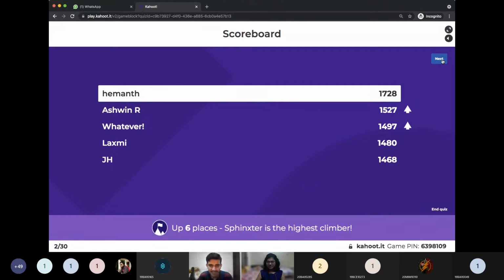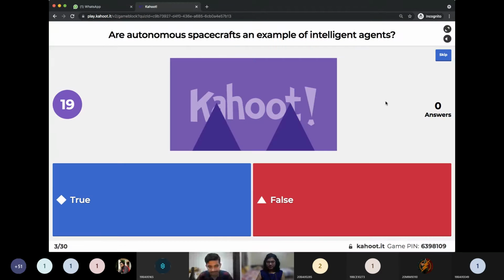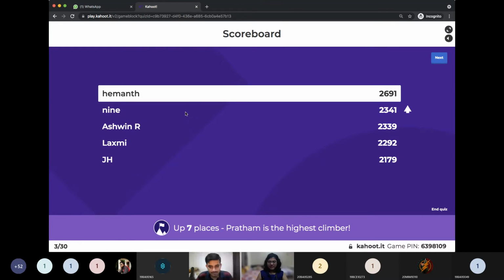Okay, next question. Now this is a true or false question. Are autonomous spacecrafts an example of intelligent agents? Is it true or false? Answer it carefully. You have 5 seconds to guess the correct answer. Time's up. We have Hemant on the leaderboard again with 9 on the second position. Moving on to the next question.